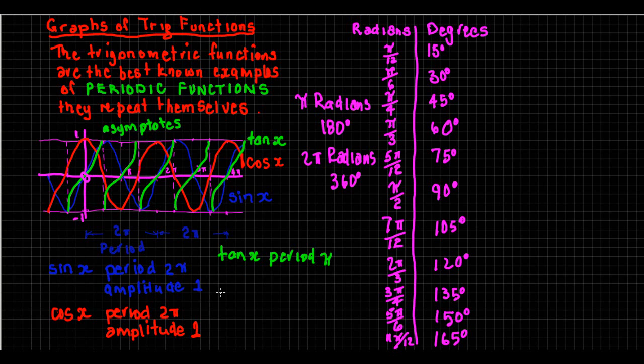The cosine graph's pretty much the same, shown here in red. Period 2 pi, amplitude 1. It's just moved a little bit further along than the sine graph, but it repeats itself.